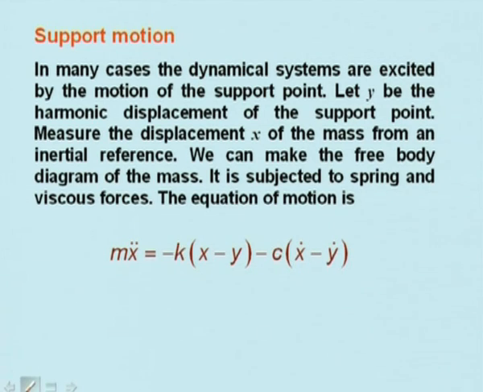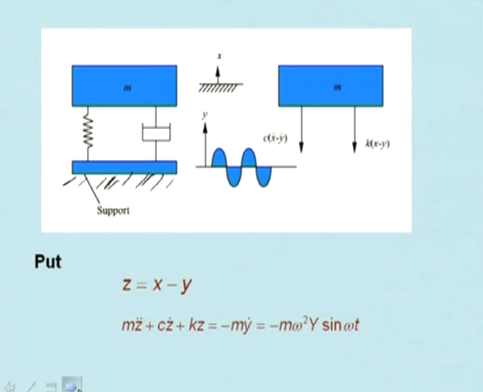Let y be the harmonic displacement of the support point. Now if we measure the displacement x of the mass from an inertial reference, we can make the free body diagram of the mass. It is subjected to spring and viscous force. Suppose you have pulled the mass by amount x, but the support by that time has also moved by a distance y. So the net stretching of the spring is x minus y. Therefore the spring will provide a force k(x minus y) in this direction.